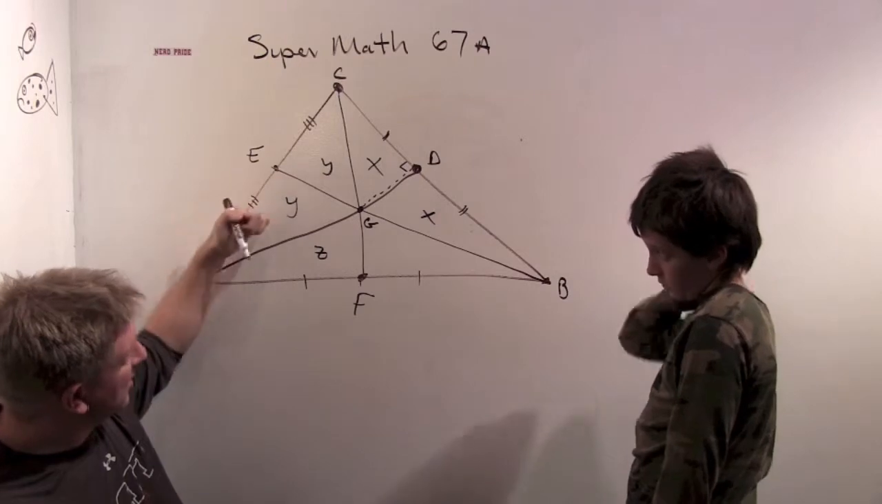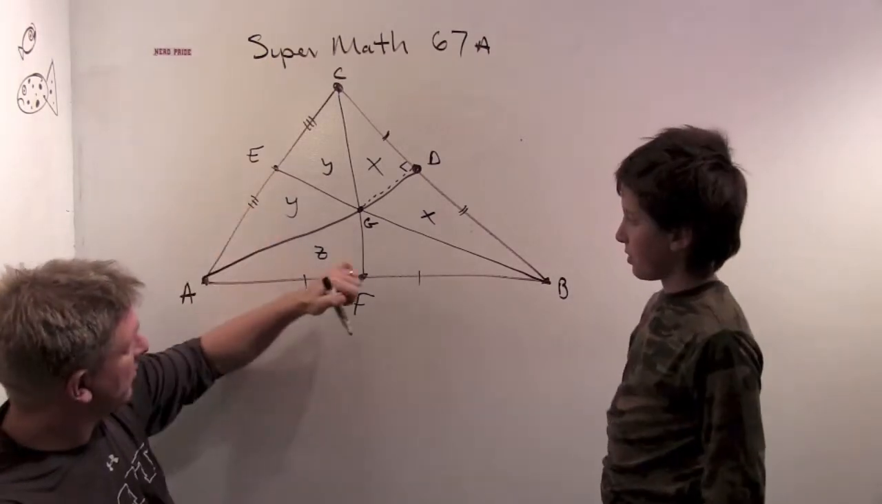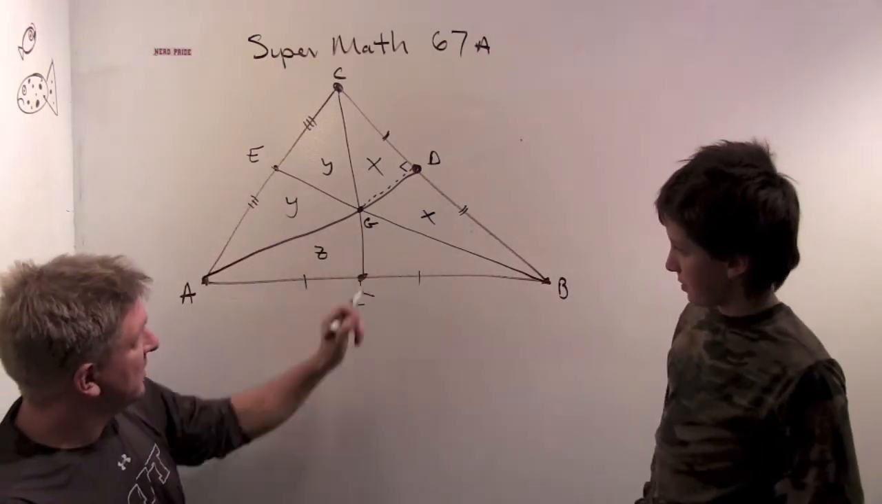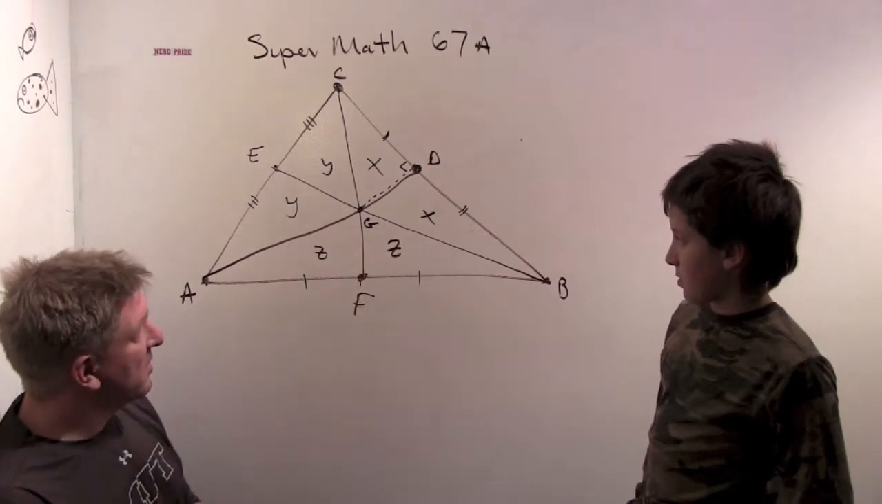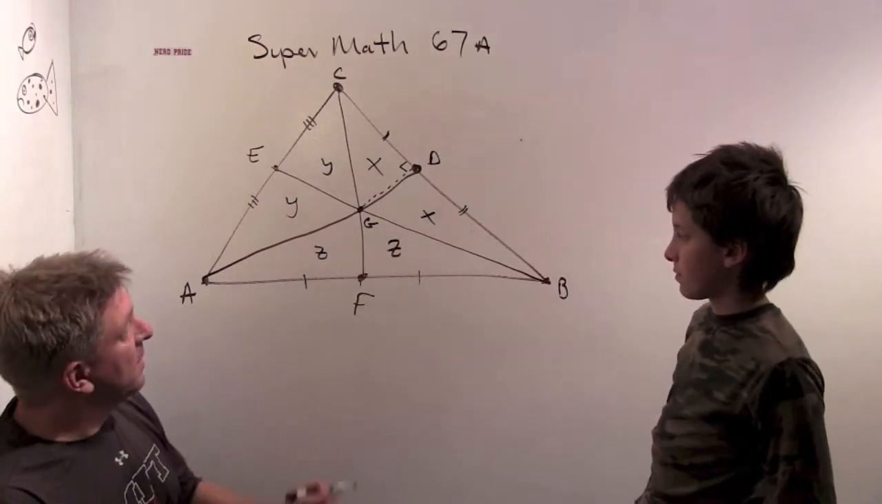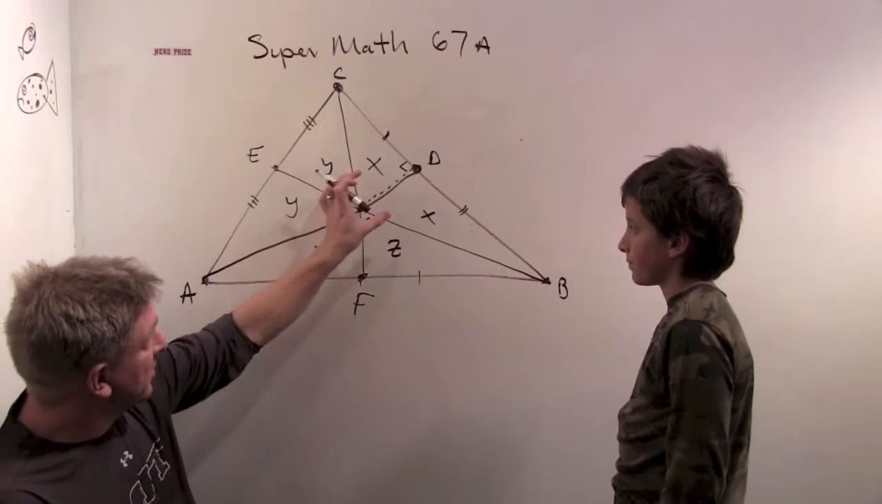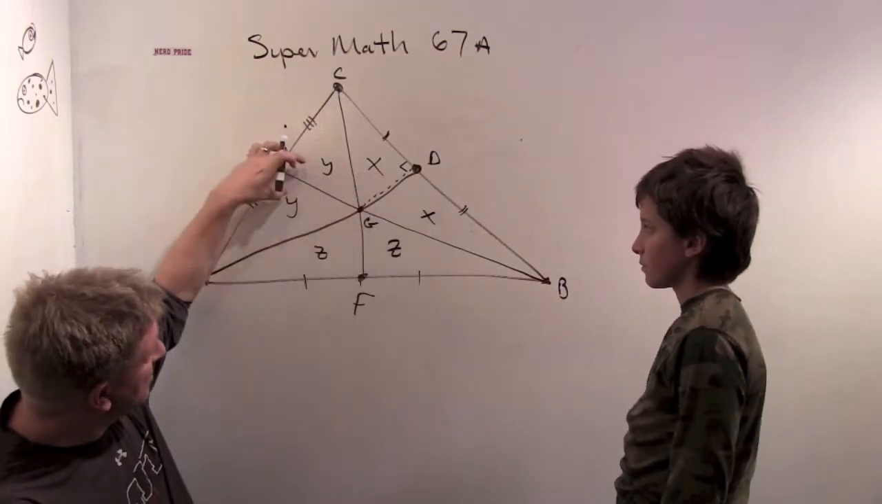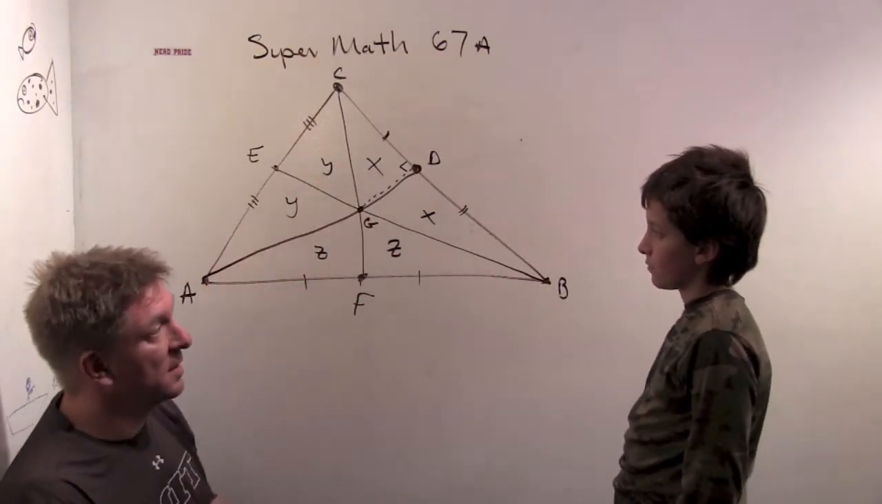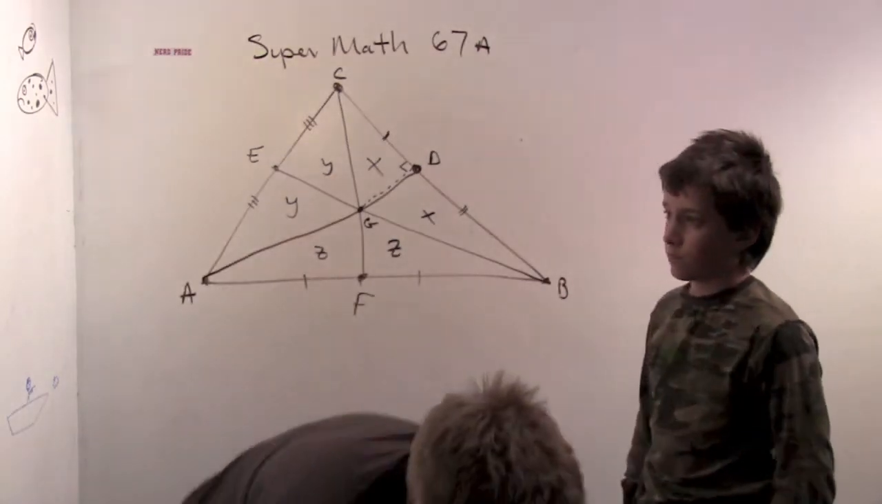So what's this area? That's Y. And what about this area? It'll be Z. So we made some interesting progress. We found that there are 6 triangles, and they pair up: these 2 have the same area, these 2 have the same area, and those 2 have the same area. Now, we're going to move on to part B.